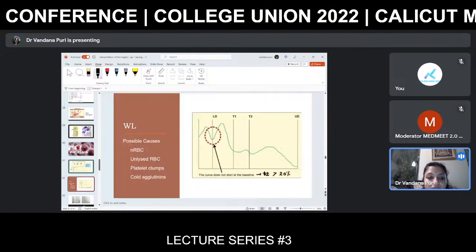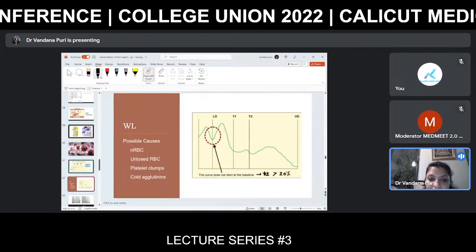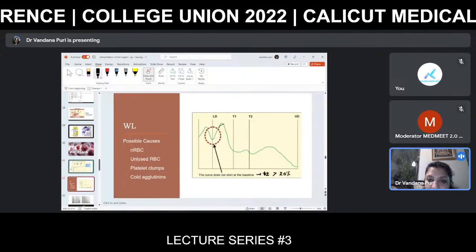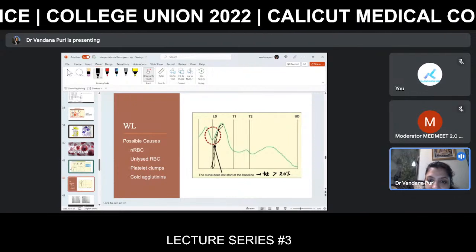Now, the second error which you see here, look at this. This is not starting at the baseline. It should start at the baseline, but it is starting on the top.